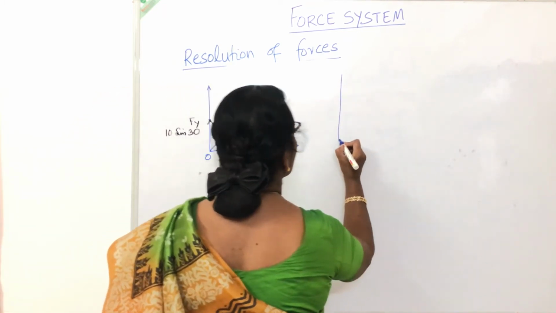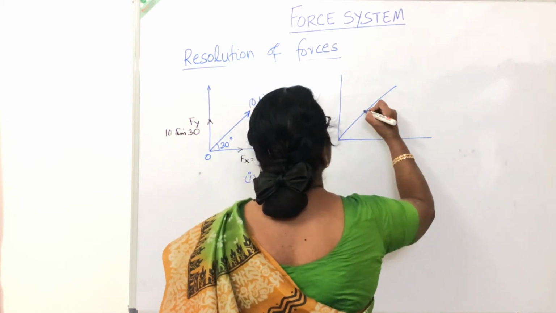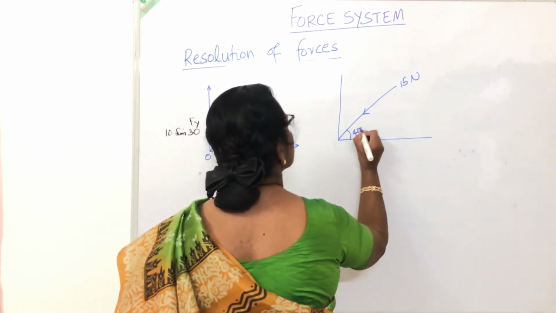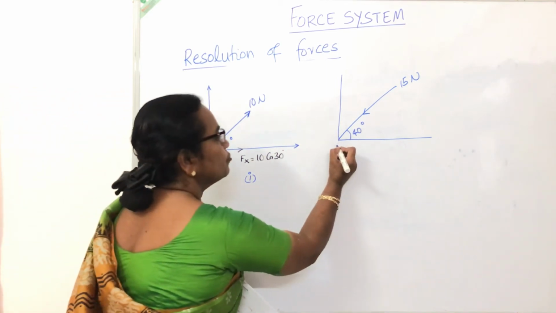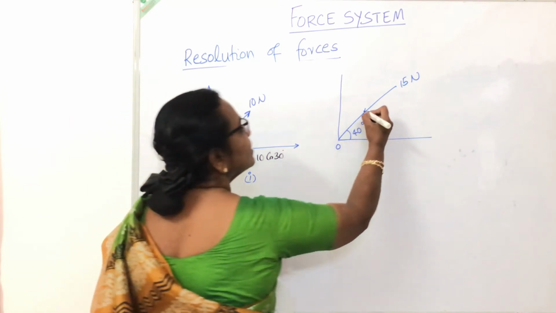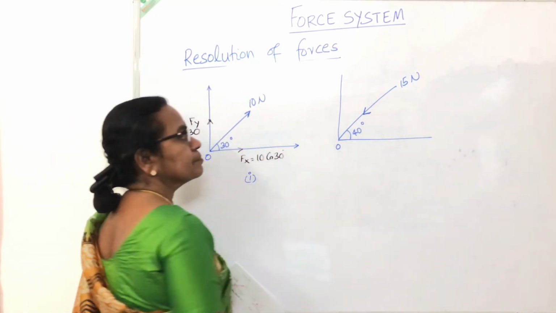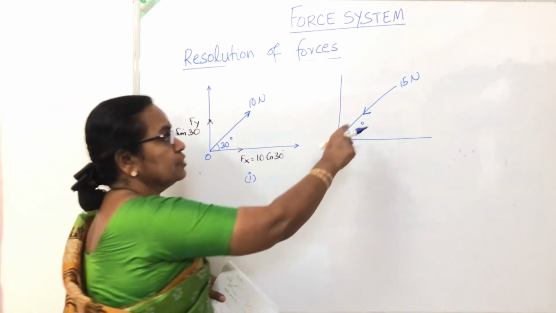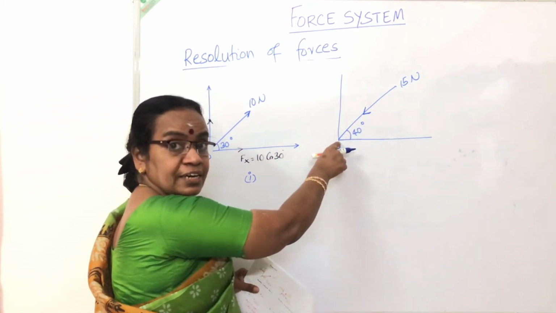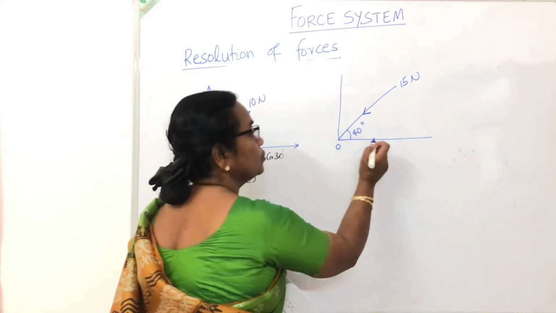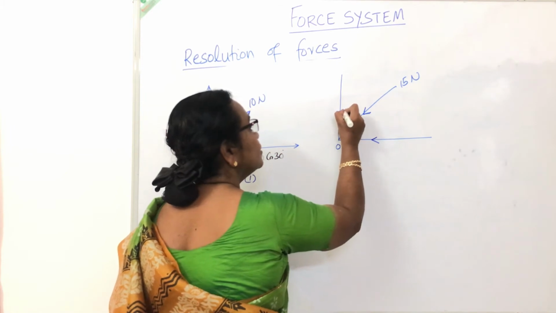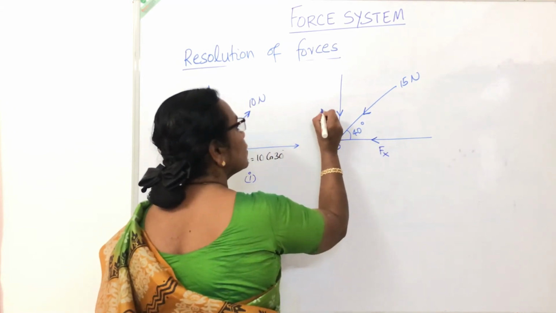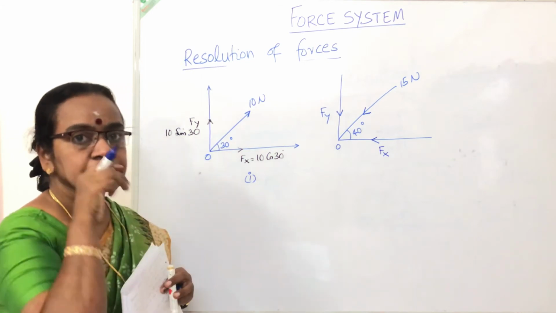I will consider another case. Say a force of 15 Newton at 40 degrees. This is the direction. What are the resolved components? First we have to mark the direction. 15 Newton is acting towards O, or inward. So the two components have to be towards O, inward. This is Fx, the x component. This is the y component.